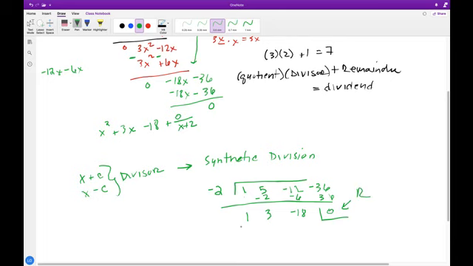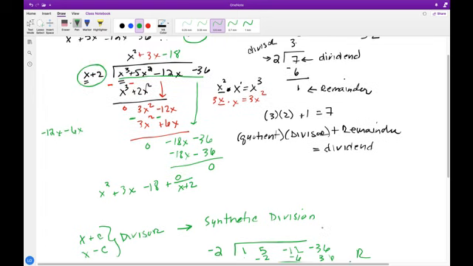And then this represents my quotient. The constant term has no x. The 3 gets x, and the 1 gets x squared. So we can see that my quotient is x squared plus 3x minus 18. And again, that's exactly what I got up here.